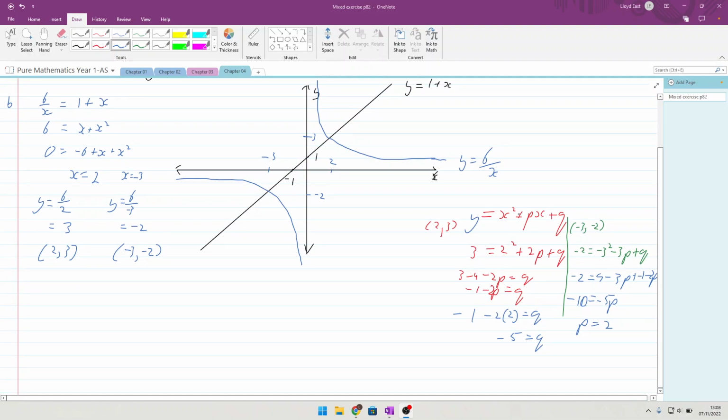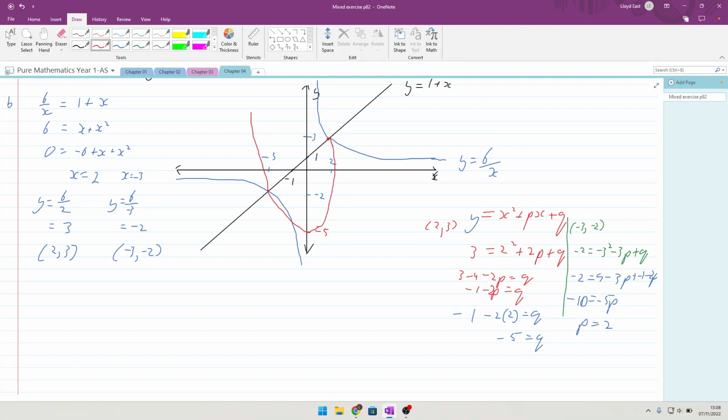Trying to put this onto the graph. We know it's traveling through this point and this point. We know it's U-shaped, and we know that it is also going through -5. Okay, because q came out as -5. All right, so with that done, we can come down here, put it through here. That's a terrible graph. I'm going to have to redraw that.